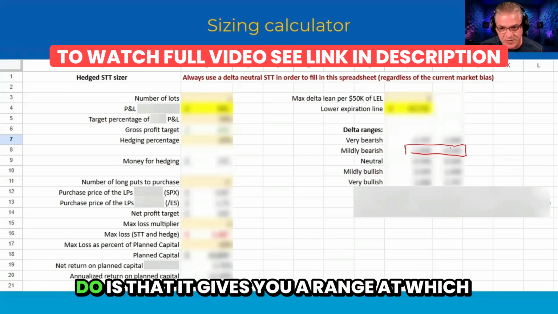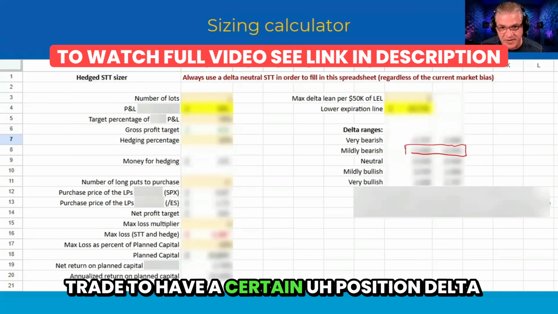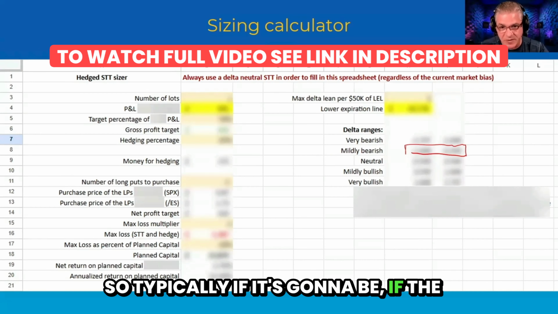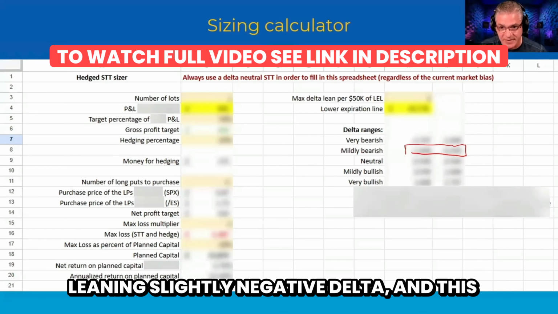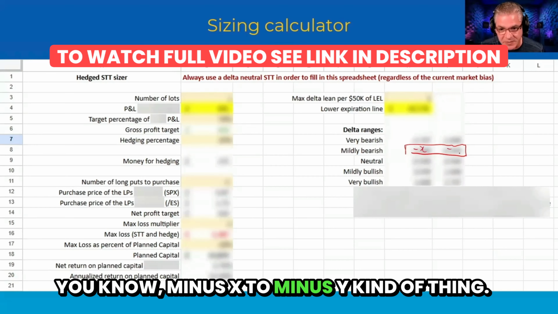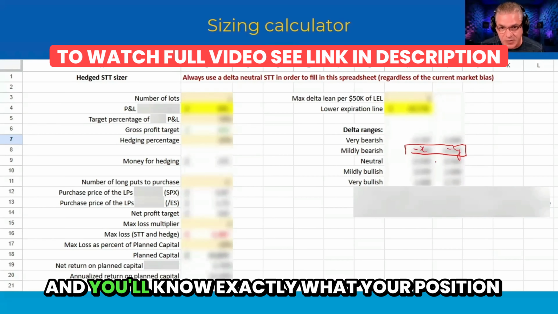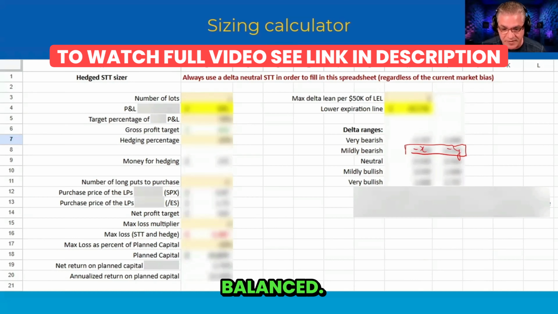So if our so-called traffic light report says today's market condition is mildly bearish, then what these 2 numbers here do is give you a range at which you should repoint or recalibrate your trade to have a certain position delta. So typically, if the market is mildly bearish, we're going to be leaning slightly negative delta, and this is going to tell you a range. So this is going to be from minus X to minus Y kind of thing, and you'll know exactly what your position delta should be now reconfigured to, in order for your trade to now be so-called balanced, right?